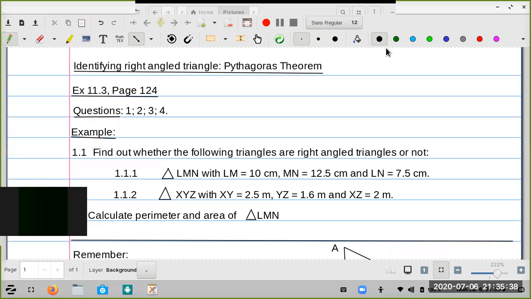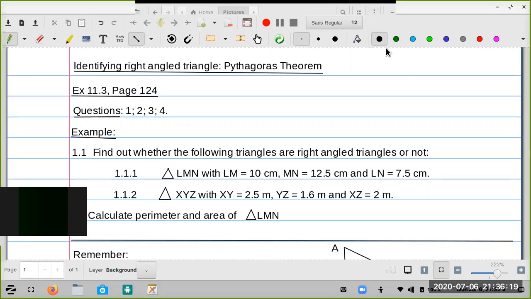Right, we are going to deal with a topic under Pythagoras theorem, and this subtopic is all about identifying a right-angled triangle. So, in other words, here we are looking at triangles, right? Then from these triangles, we must find out whether the triangle is a right-angled triangle or not. Now, in order for us to do that, we are going to make use of Pythagoras theorem.